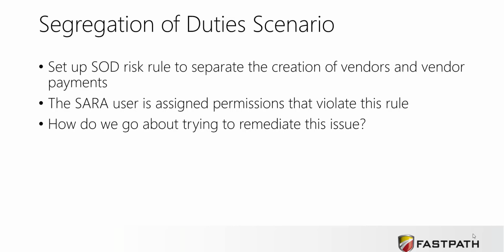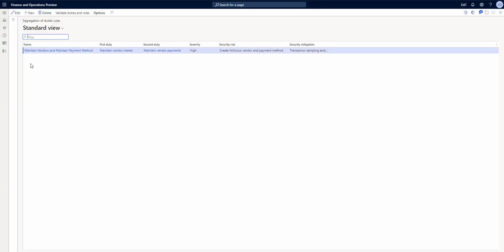So if we look at natively within D365 first, we can see first I had to go in and actually set this rule up, right? This was a rule that did not exist in the system beforehand. I actually had to go and set this up. One other thing here is that the segregation duties within F&O is done at the duty level. So I had to go in and actually find the maintain vendor and the maintain vendor payments duties, put those into conflict with each other, give a severity, a risk, and then a mitigation if I wanted to.